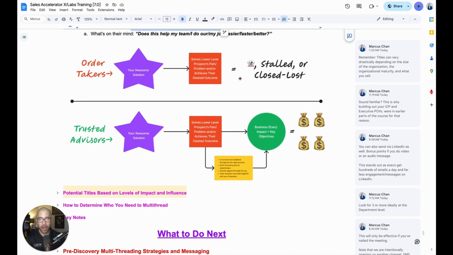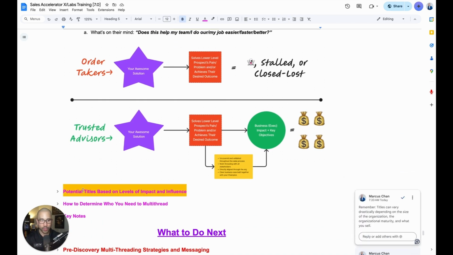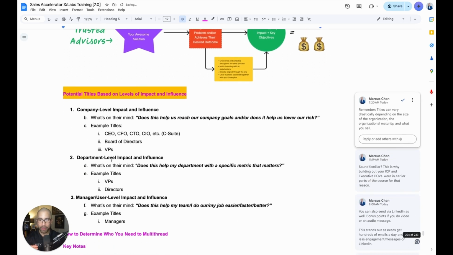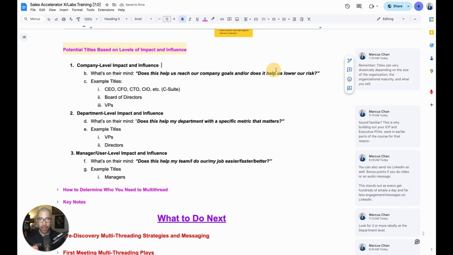Now, we want to think through our potential titles, and I put in the note here, I want to really hammer this point home. Titles can drastically depend on the size of the organization, the organizational maturity, and what you sell. So, for instance, here, let's say it's company level impact. Again, just as a quick reminder: does this help us reach our company goals? Does it help us lower our risk? All right. So example titles, generally speaking, are CEO, CFO, CTO, CIO, etc.